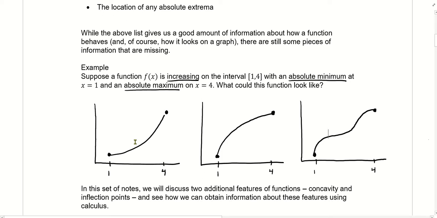And so we're going to talk about two additional features that help us better pinpoint how the function is behaving, in addition to whether it's increasing or decreasing, or where its local or absolute extrema are. We're going to talk about concavity, and we're going to talk about inflection points. So that's the focus of this set of notes.